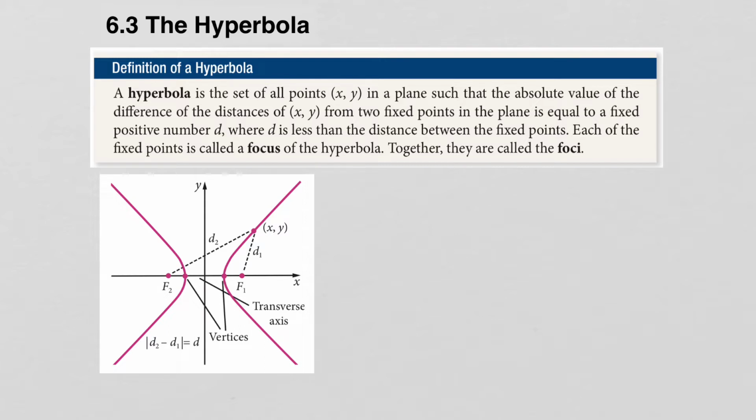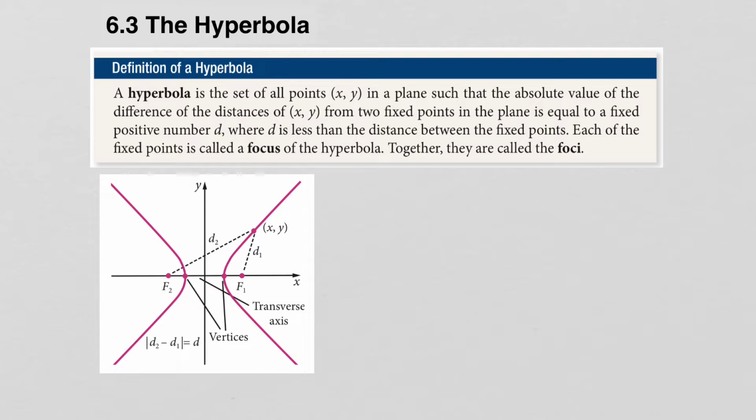The two fixed points of the hyperbola are called the foci, or individually, the focus. Each one is called the focus. And this is very similar to the definition of an ellipse, except that now it is the difference of the distances instead of the sum of the distances.